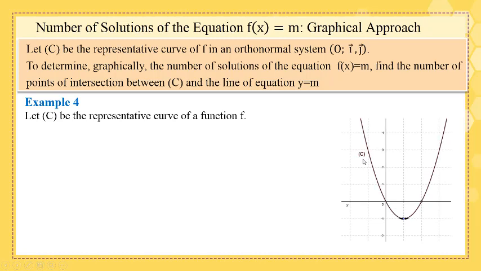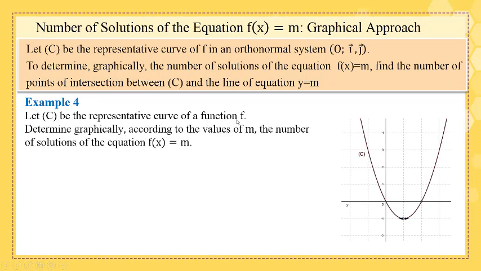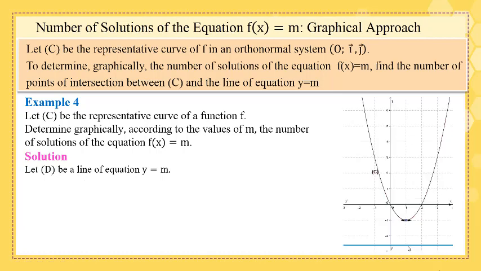Example: C is the representative curve of a function f. Determine graphically, according to the values of m, the number of solutions of the equation f of x equals m. Let D be a line of equation y equals m. As we said, we must find the number of points of intersection between C and D. This is the line D of equation y equals m.